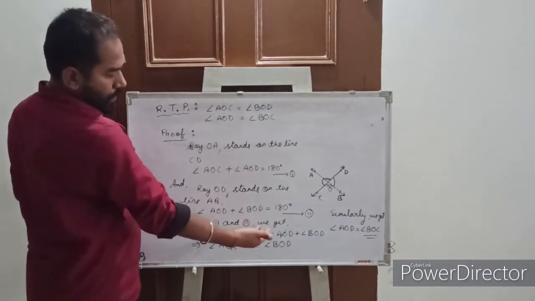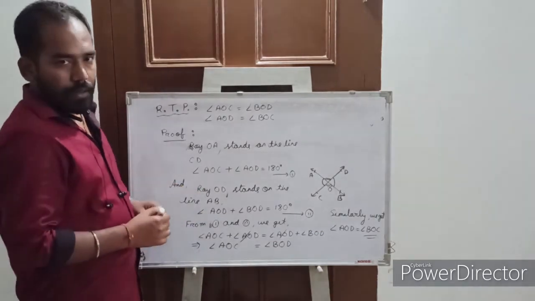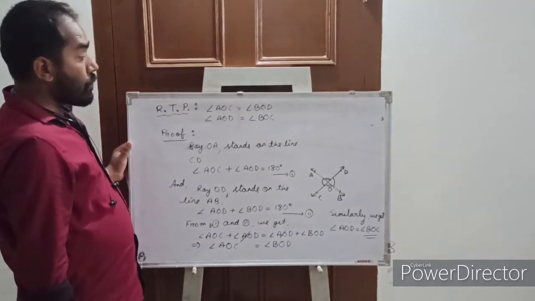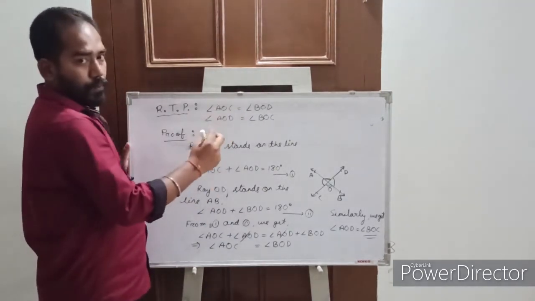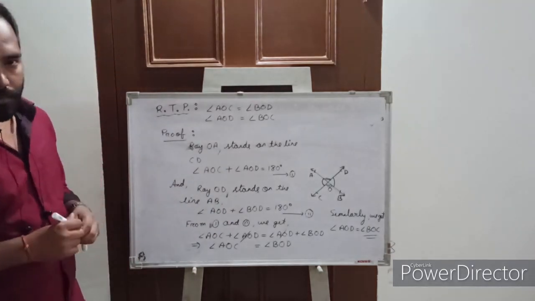So we proved that vertically opposite angles are equal. No need to write the statement again that vertically opposite angles are equal, because we already mentioned it in the required to prove part. Clear? So this is a theorem, the first theorem of this chapter.